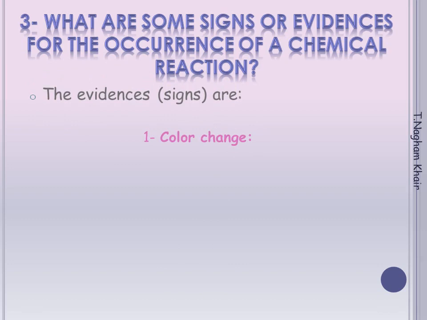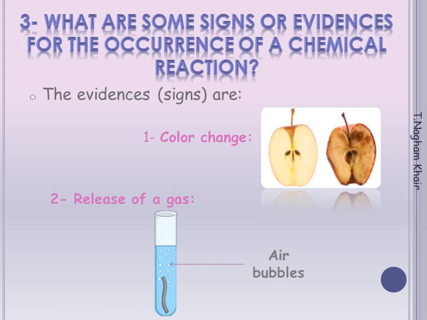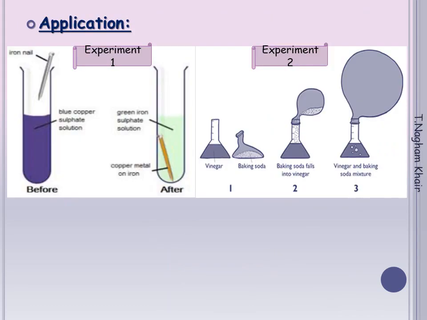If you are seeing a change in the color, then this is maybe due to a chemical reaction, like in the case of an apple. When an apple changes its color, this is due to a chemical reaction. And the release of a gas. If you see air bubbles when we are adding 2 substances over each other, then this is maybe due to a chemical reaction.